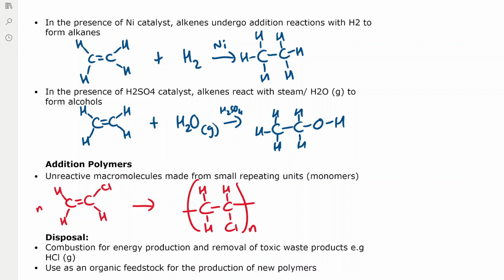So we need to have that acid catalyst, and it can be phosphoric acid as well, and the water must be gaseous for the reaction to take place. And this is an important way of forming alcohols in industry. And as you'll see again, we don't form any waste products because it's an addition reaction.